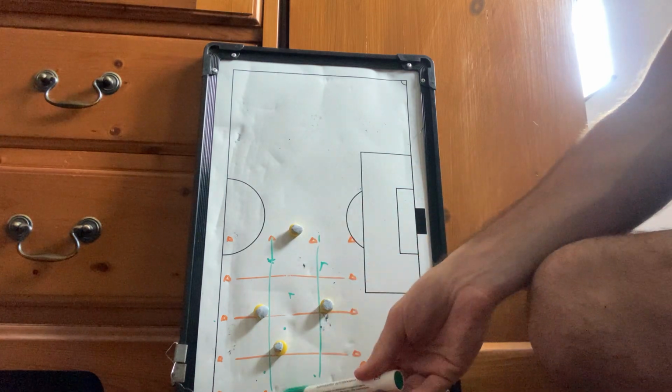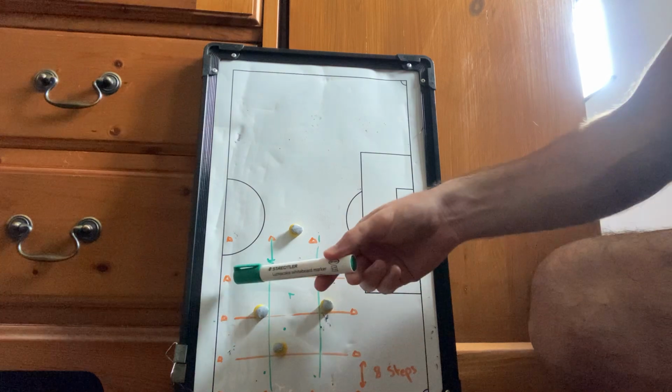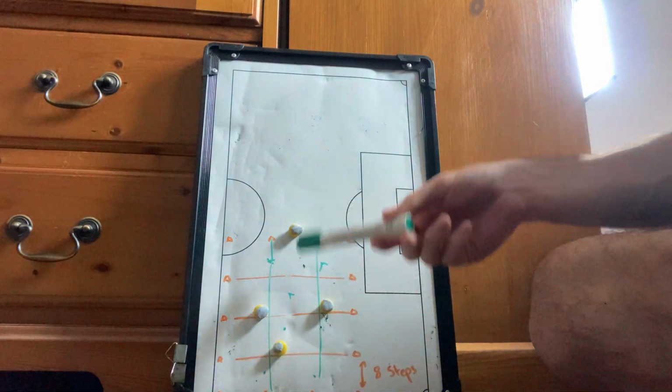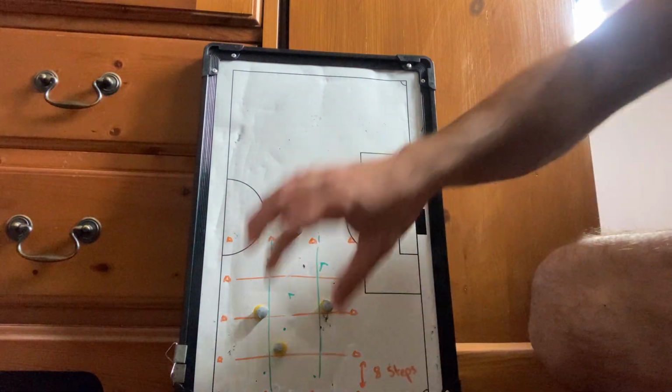Progress it further, add some mini goals. And then you've got literally a small-sided game. With this, it can be easier to teach them how to stand in relation to the ball, wherever the ball is, and where opposition players are. Again, it's a mini match.